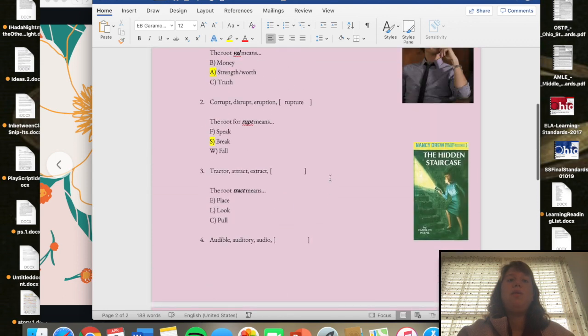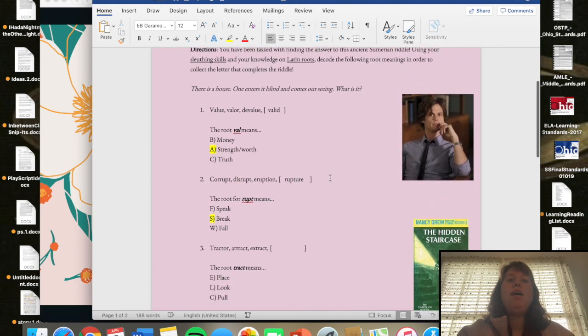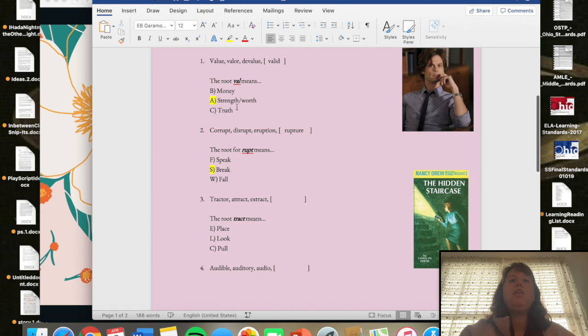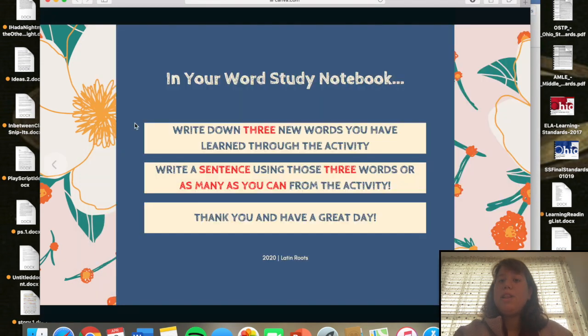So there's many different words that you have here, just so that you can practice using these words, knowing what their meanings are.